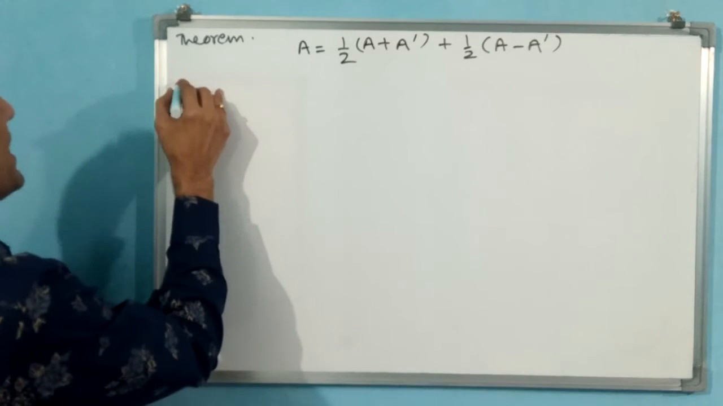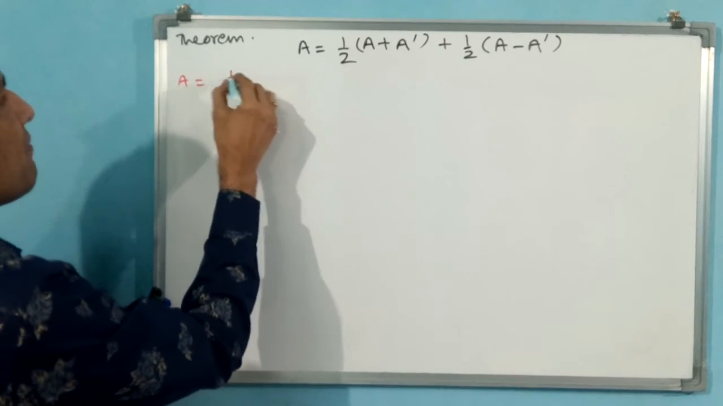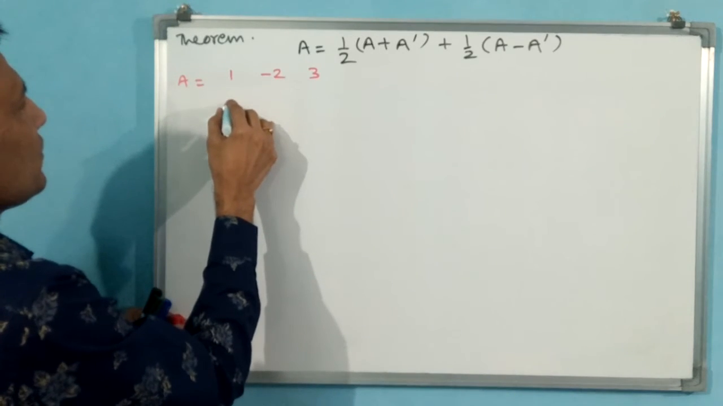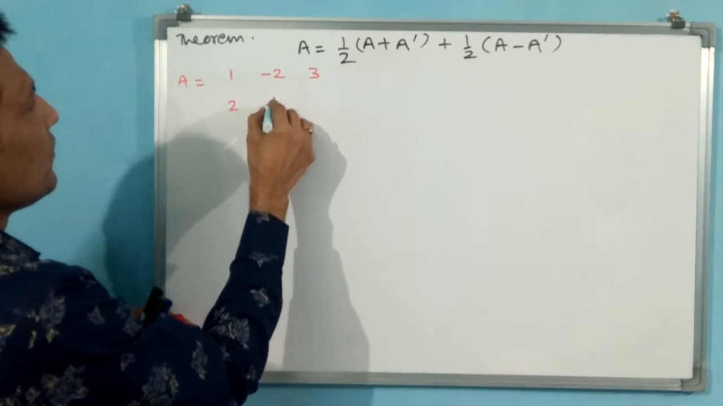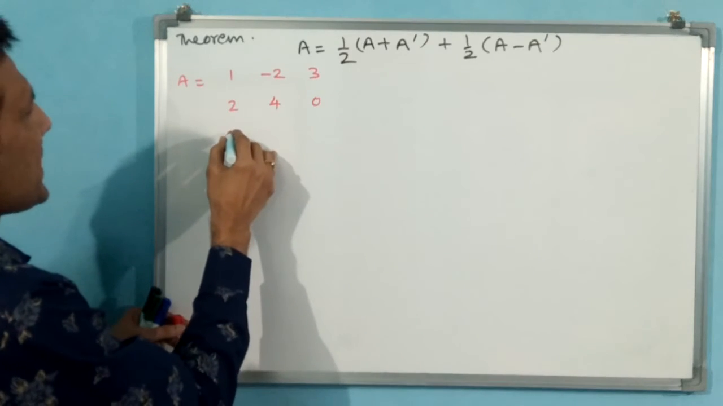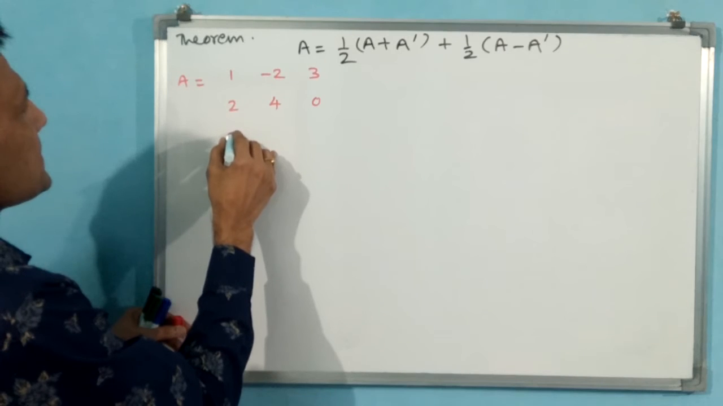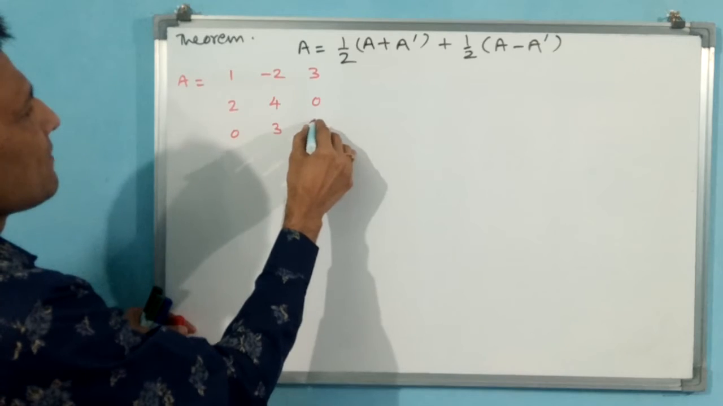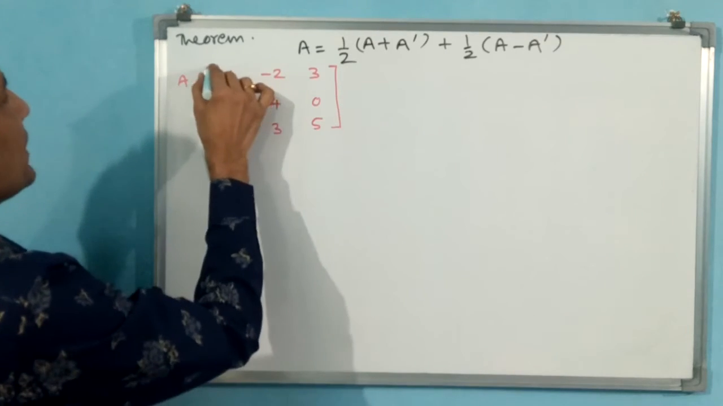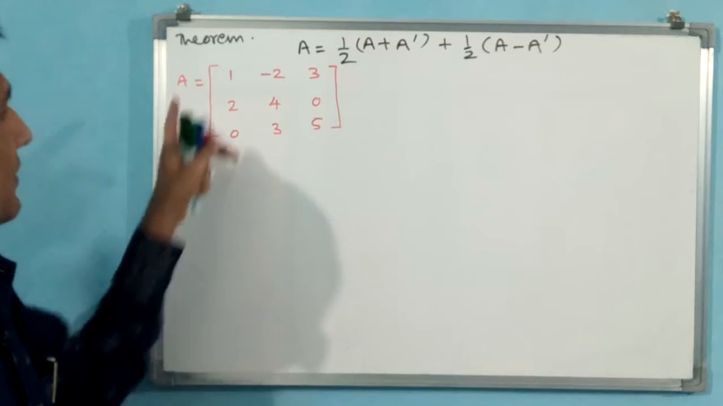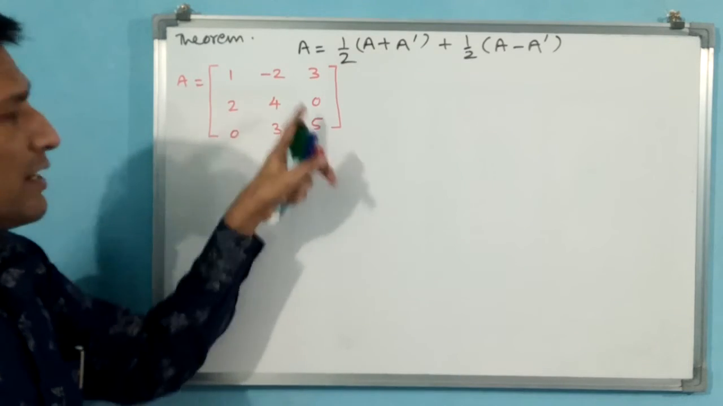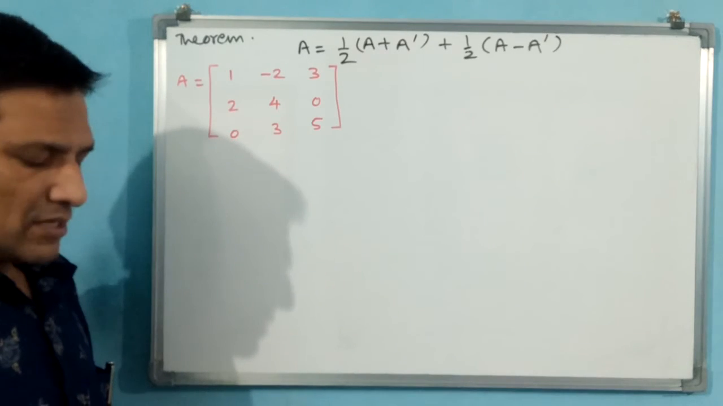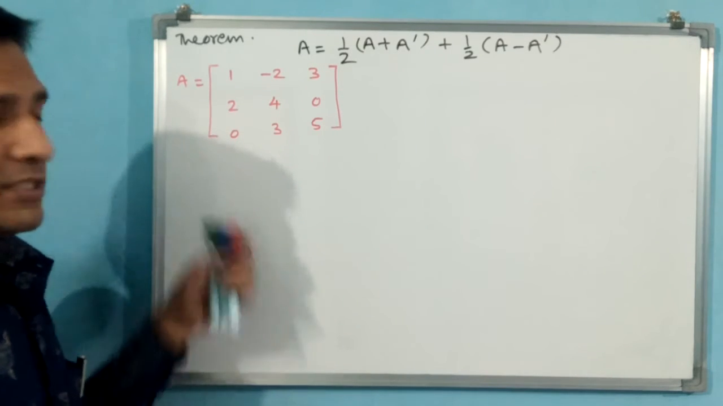Let A be equal to, say, 1 minus 2 3, 2 4 0, 0 3 5. I have taken this as a square matrix. It should be a square matrix with real numbers, because skew matrix and symmetric matrix are defined for real numbers only. This is the matrix I have taken.